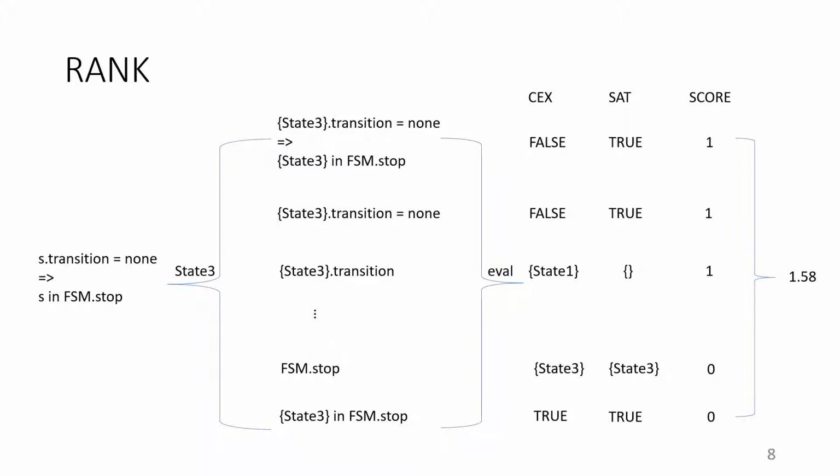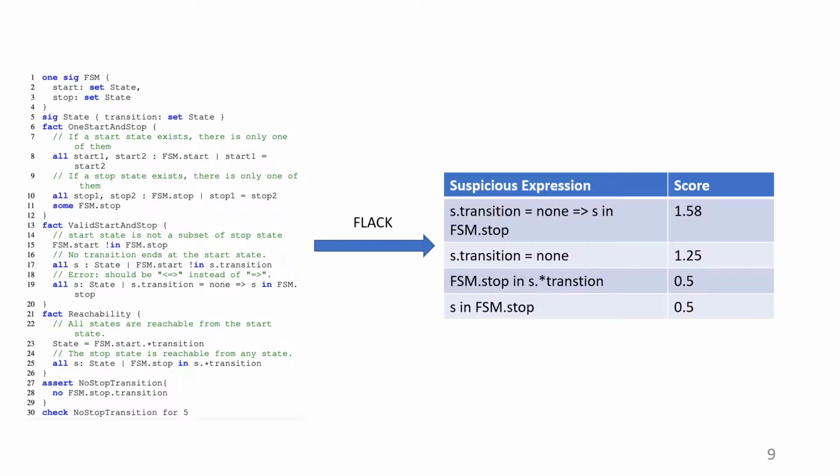satisfying instance. There would be also some expressions that would be evaluated to the same value in both the counterexample and the satisfying instance. Based on the difference between their evaluated results in the counterexample and the satisfying instance, we would calculate a score for each of these expressions, and we would then combine them to get a final score for the expression. In this case, we get a 1.58 for the expression. Using that technique, given this LOE specification, FLACK automatically generates a ranked list that looks like this. And we can see that the buggy expression was ranked first in this ranking list.